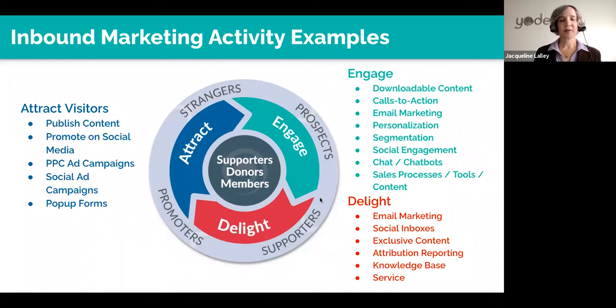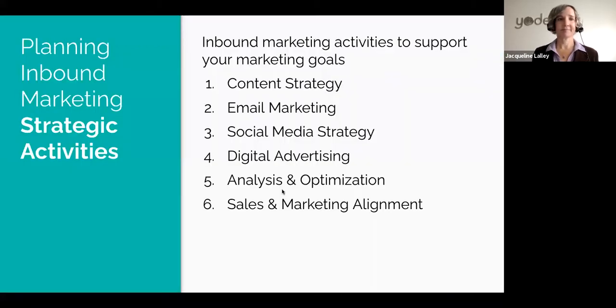So bottom line is there is a purpose. There has to be a concrete purpose for every marketing activity, and we need to know what it is. When we plan inbound marketing activities, we plan them strategically. And we break them down into 6 different categories in this presentation. I'll be talking about inbound marketing activities in the following groups. We'll be talking about content strategy, email marketing, social media, digital advertising, analysis and optimization, and finally, sales and marketing alignment.